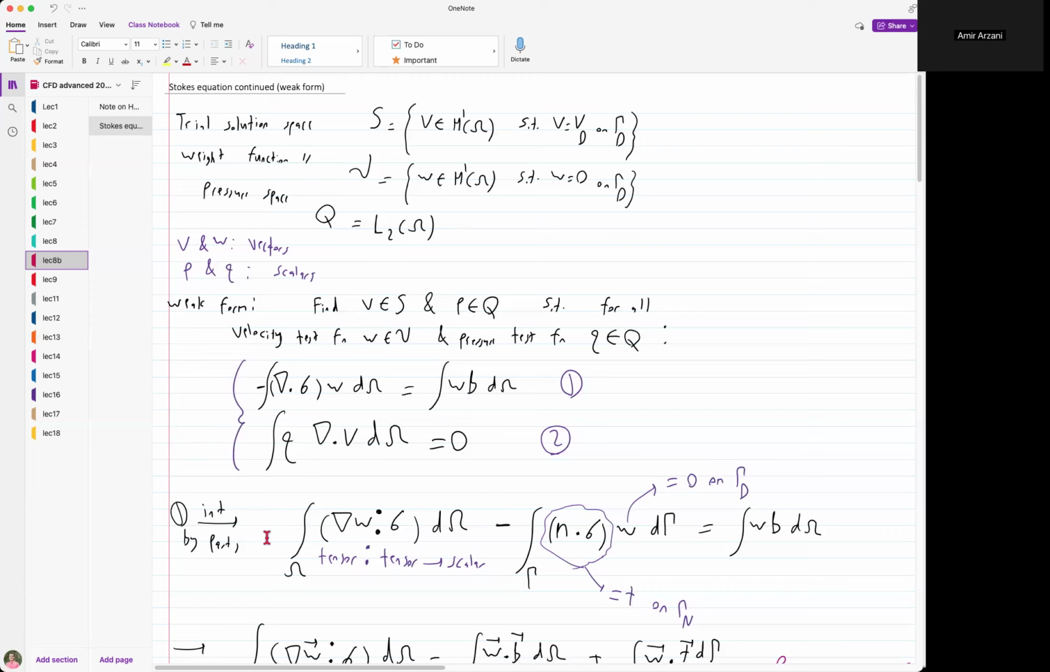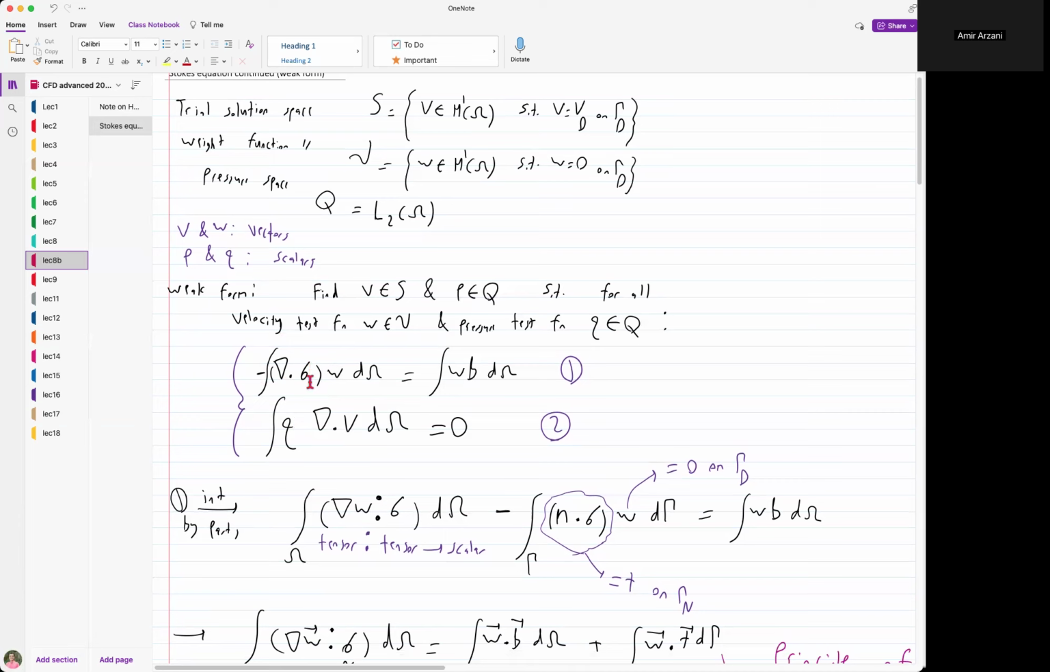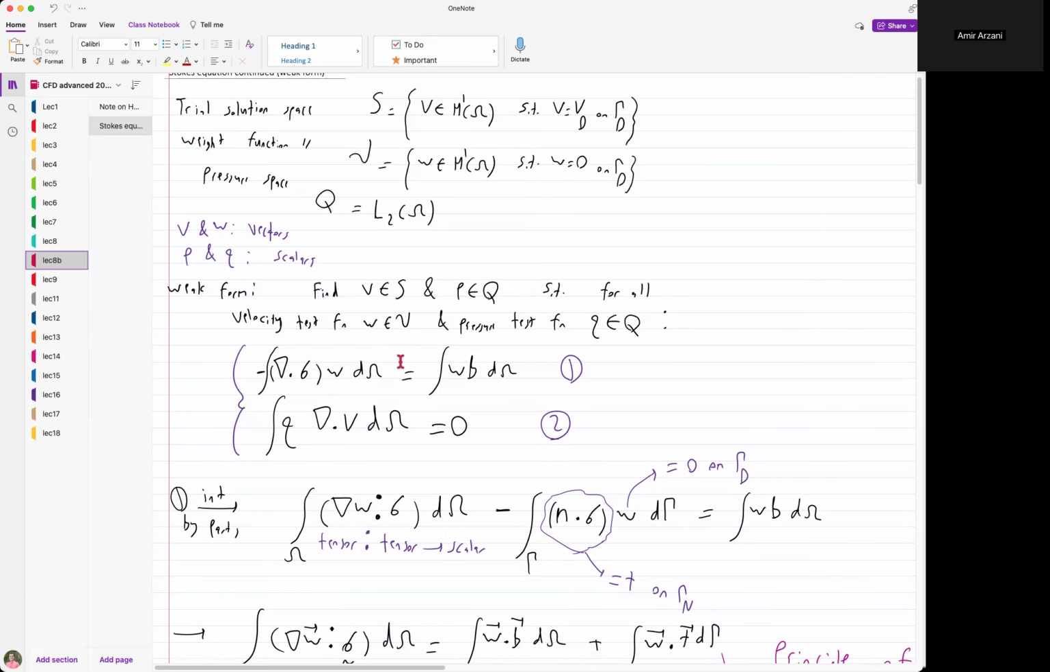For integration by parts, we're going to be doing that on the stress term. So on equation one, we are going to be performing integration by parts. When we do that, if you consider the divergence of sigma term, you want to take the gradient from sigma and give it to the weight function W. And this is what happens. If you take the gradient from sigma and give it to W, you get grad W.